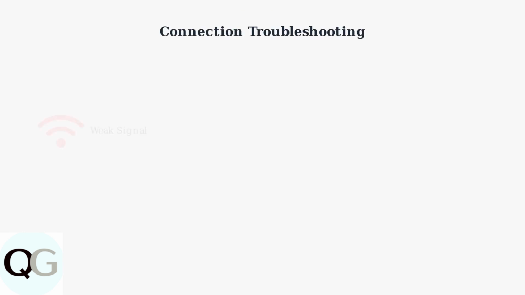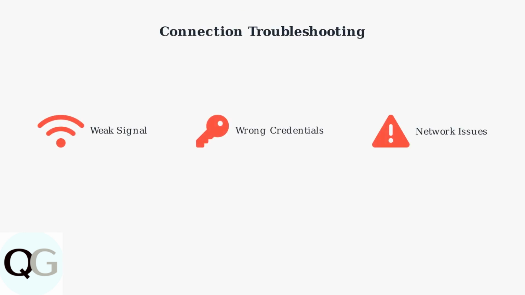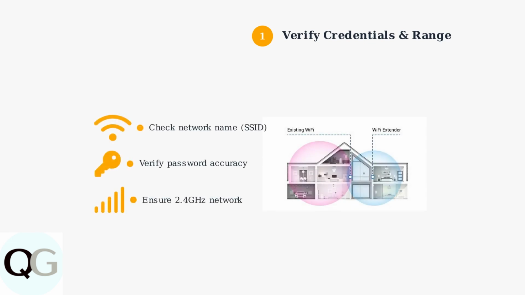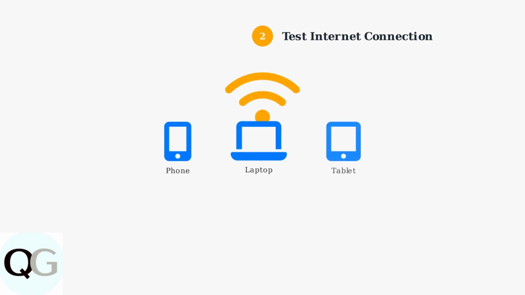When your ADT doorbell camera won't connect to Wi-Fi, these troubleshooting steps will help you resolve the most common connection issues. First, double-check your Wi-Fi network name and password. Ensure they're entered exactly as they appear, including capital letters and special characters. Also, verify your camera is within range of your router. Test your internet connection by connecting other devices like your phone or laptop to the same Wi-Fi network. If they can't connect either, the problem is with your internet service, not the camera.